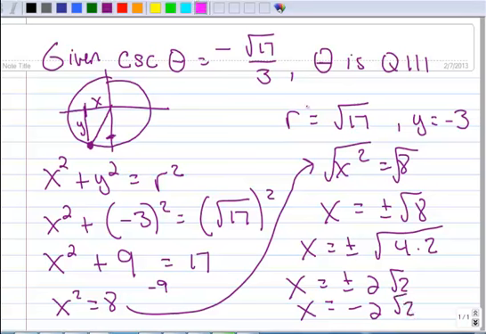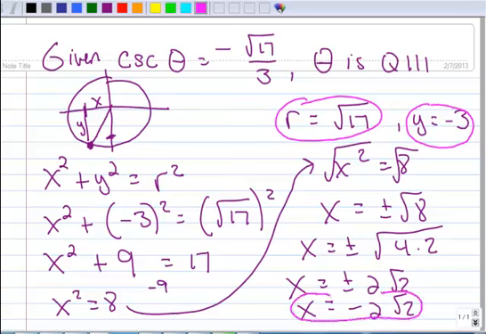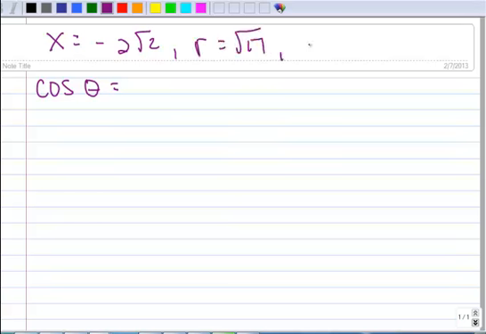And at this point, since you know r, and you know y, and you know x, you can find all the rest of the trig ratios. And if you're good with that, you could stop right now. If you want to see that, I will work that out for you. Alright, so we can do the cosine next. So x was negative 2 times the square root of 2, r was square root of 17, y equals negative 3. Okay, so the cosine is x over r.